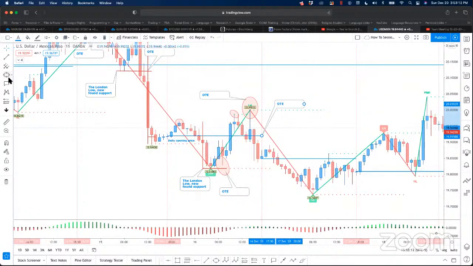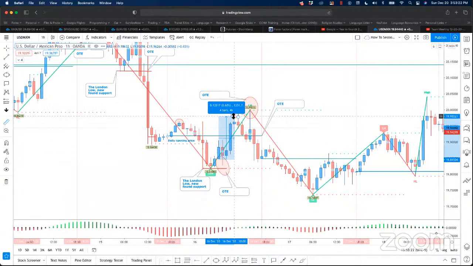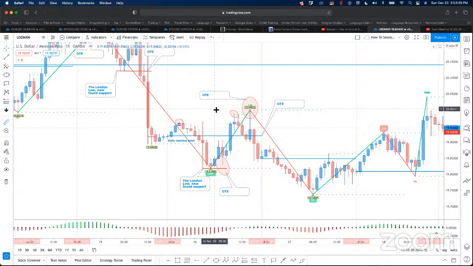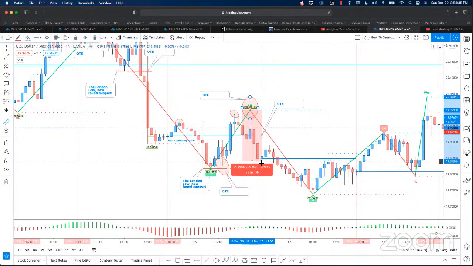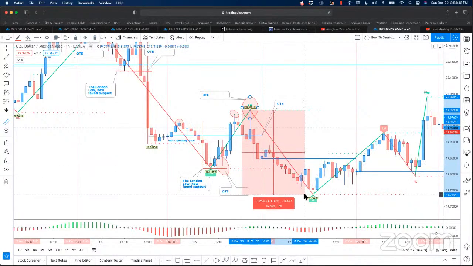This would have given you a few entries in both directions for the day. If you take it from this low, you would have got 140 pips from the low. If you take it from the highs for that day, you would have got 161 pips, or you can continue to hold and trade into the next day and you're getting 263 pips off of this trade.